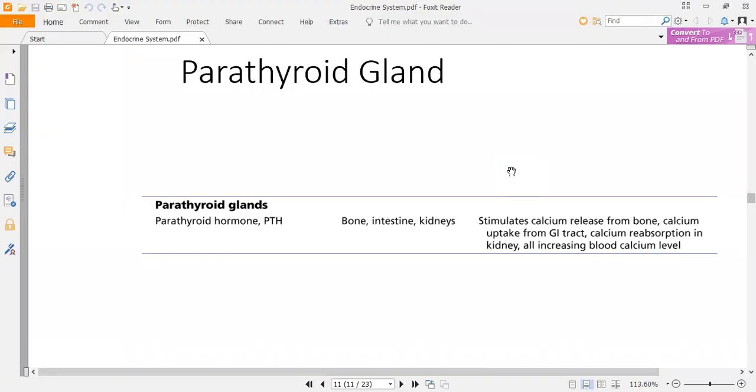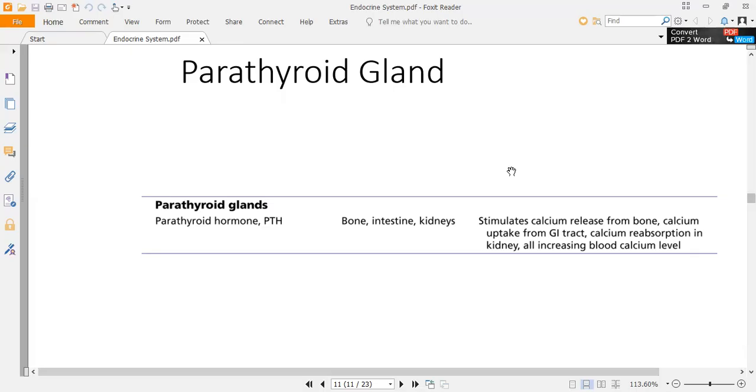Now let's go to the parathyroid gland. The parathyroid gland produces the parathyroid hormone, or PTH. Its targets are bone, the intestine, and the kidneys, where it stimulates calcium release from bone, calcium uptake from the GI tract, and calcium reabsorption in the kidney, all increasing blood calcium level.